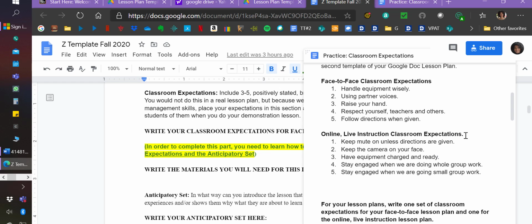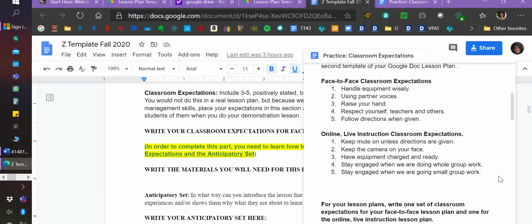Notice that we've changed them just a little bit to make sure our students will still be on task in a way that we expect. So keep mute on unless directions are given. Keep the camera on your face. Have equipment charged and ready. Stay engaged when we are doing whole group work. Stay engaged when we are doing small group work.